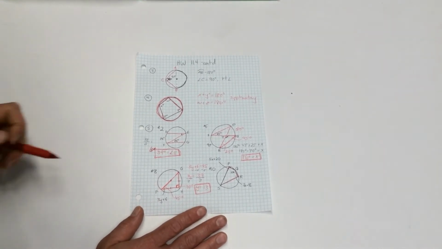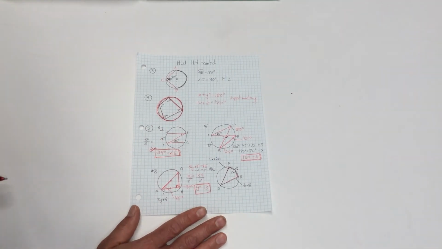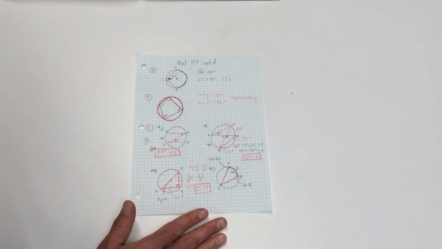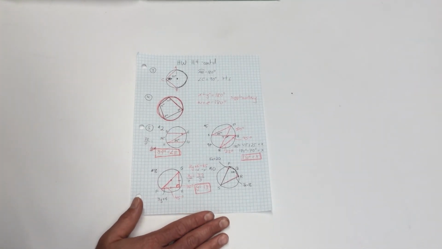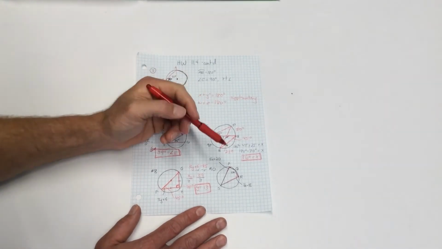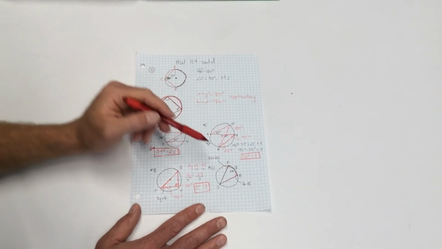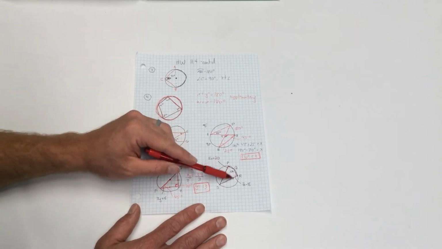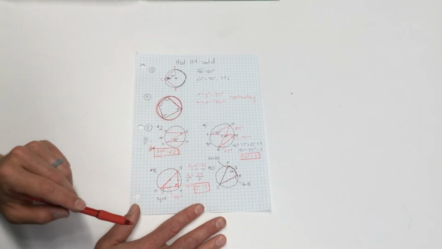Number 10, notice it's a quadrilateral. It looks kind of like a Star Destroyer. We have to find all of the angles. We have to find the angles P, Q, R, and S. So that means we probably need to solve for x. So what equation can I write in order to solve for x?